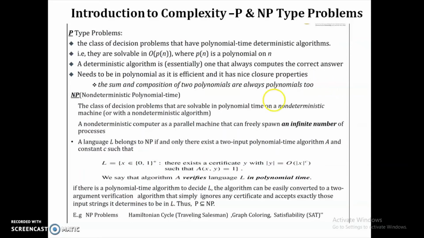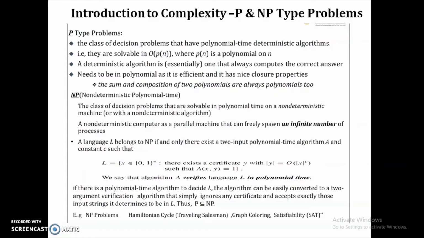Okay, and the non-deterministic polynomial time class is a class of decision problems which are solvable in polynomial time by a non-deterministic algorithm or non-deterministic machine, but cannot be solved in polynomial time by a deterministic algorithm. But as we are producing the output in polynomial time using a non-deterministic algorithm, we have to verify it, right?